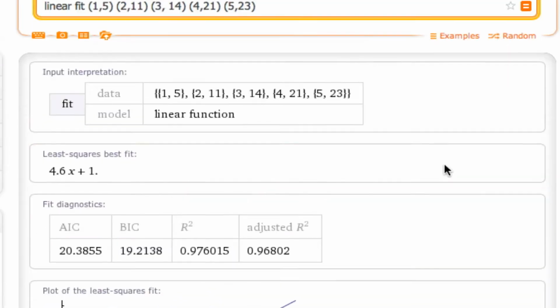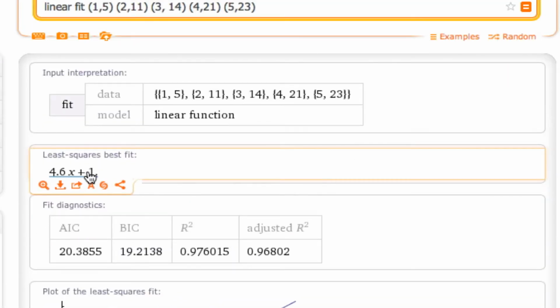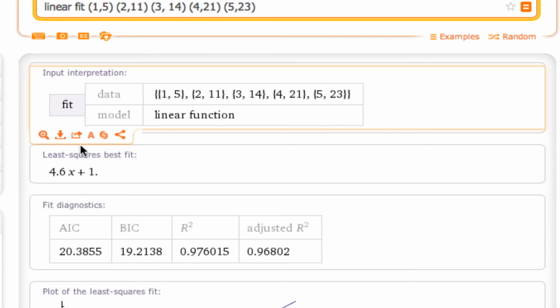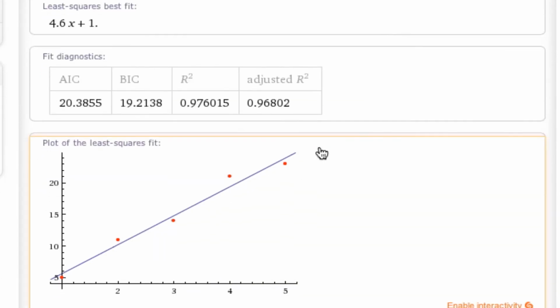So two things. When you go down here, this is the equation. That's the y equals mx plus b form, and it looks like we get 4.6x plus 1. There's the slope, the variable, the intercept, and please remember that you want to write y equals in your lab report. And then the other thing is you get your graph right here. So I hope that's helpful.